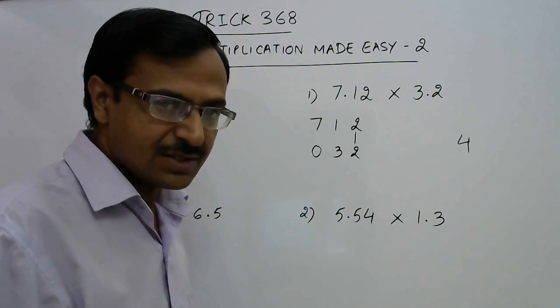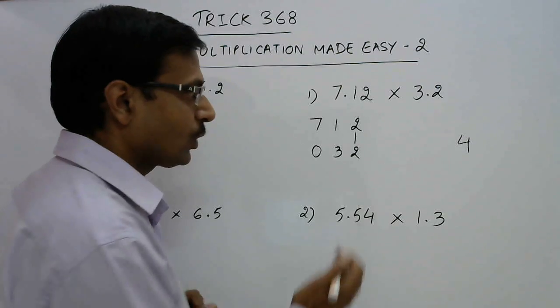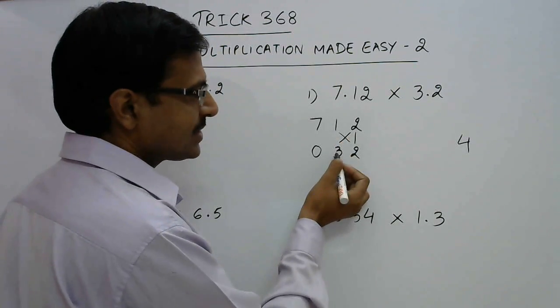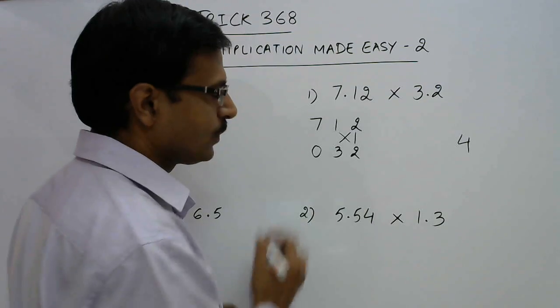The second digit is obtained by cross multiplication. So we have to multiply like this. 3 into 6 and 1 into 2.